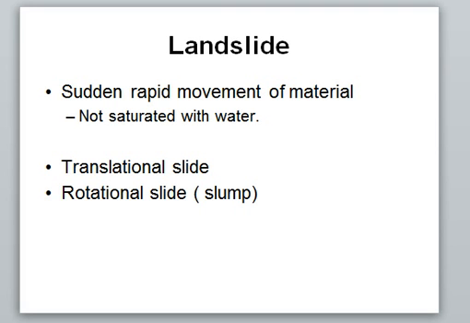A landslide is a sudden rapid movement of material, and when we're talking about a landslide, we are not talking about water being involved in the saturation of the movement of that material. There are two types of slides, a translational slide and a rotational slide, which is also known as a slump.